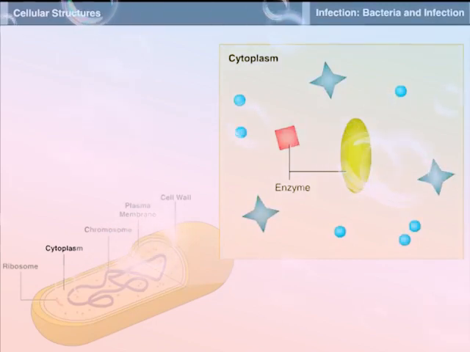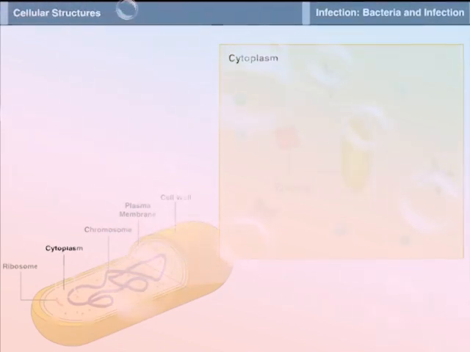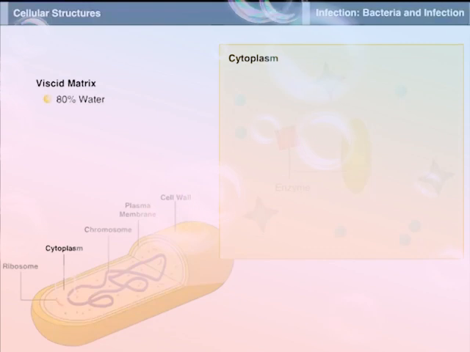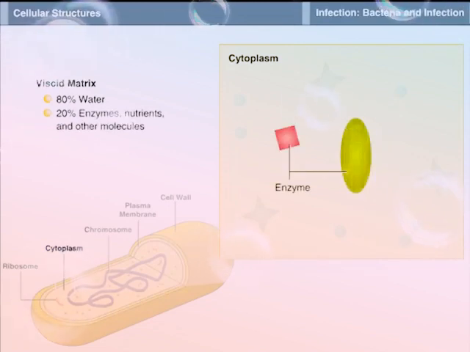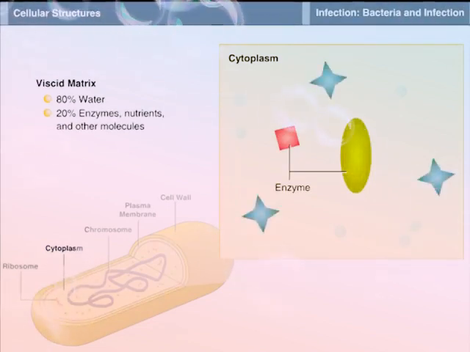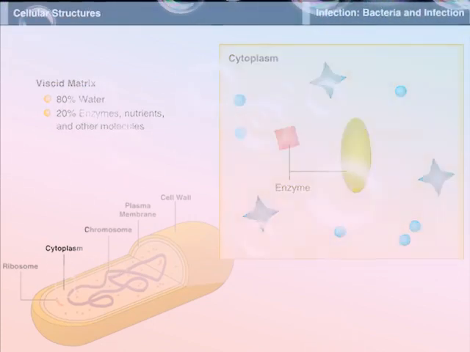Cytoplasm is the viscid, thick, sticky substance that serves as the matrix for all the interior contents of the cell. Cytoplasm is made up primarily of water, accounting for 80% of the total content. It also contains enzymes, nutrients such as carbohydrates and lipids or fats, and other molecules.